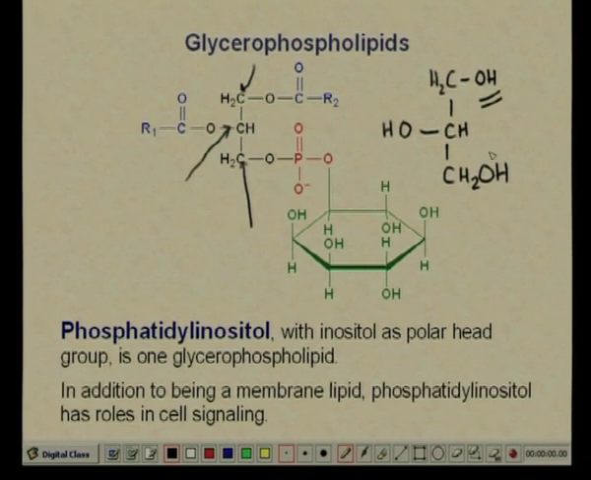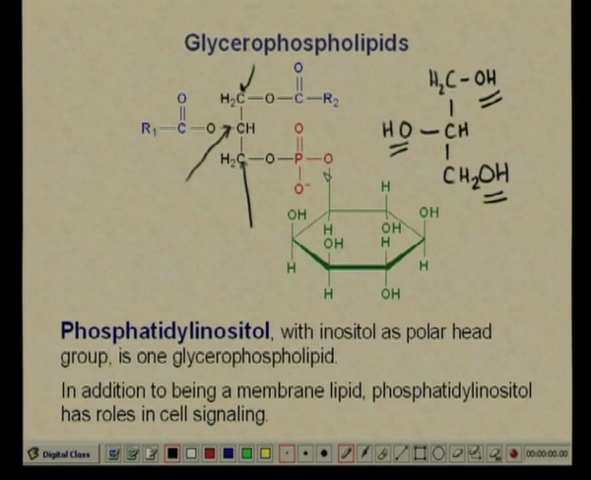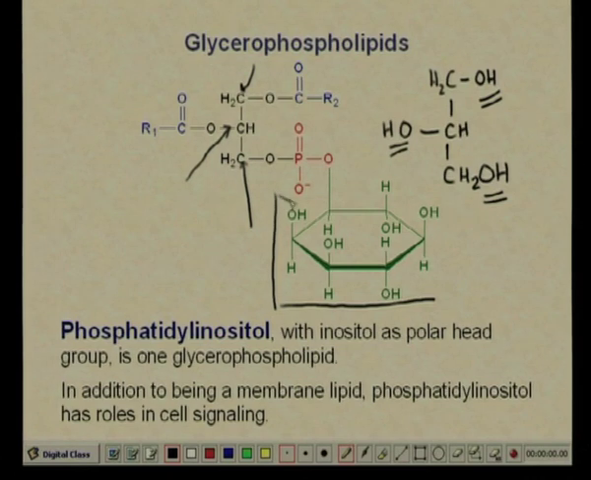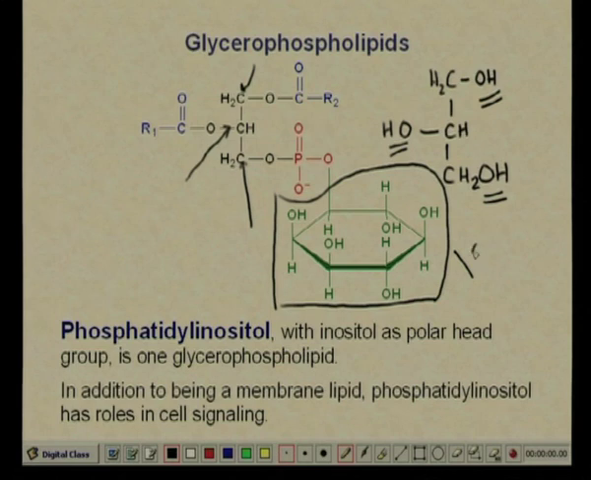This has been esterified, this has been esterified. So, we have long chains here and in this case we have it esterified with the phosphate. Linked to the phosphate again now is another group. This is the X that I showed you in the previous slide. So, it is this group X that in this case is inositol.